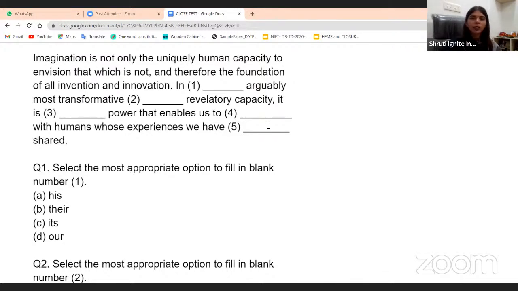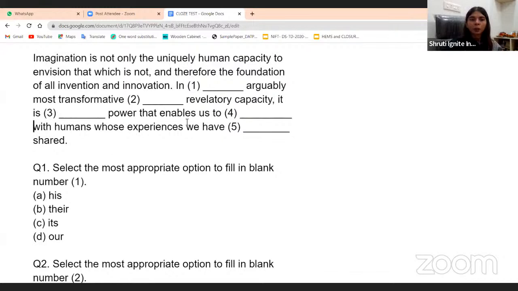It's not a big passage, it's a very tiny passage, so it shouldn't take more than a minute to read through and understand the gist of it. So the first thing that you need to do is understand what the passage is talking about, and then you should look at the appropriate options that are given to you. So in the first one over here, this is the first sentence. In dash, arguably, most transformative dash revelatory capacity, it is dash power that enables us to dash with humans whose experiences we have dash shared.